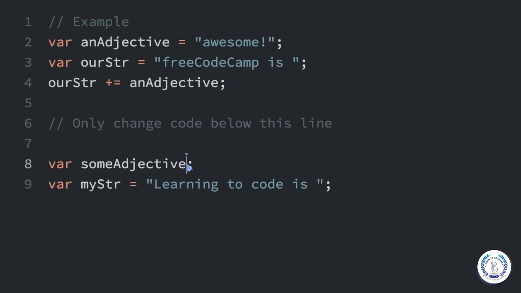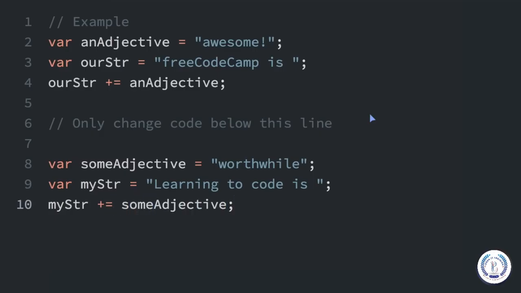So let me show you another example. We're going to say some adjective equals worthwhile. And now I'm going to use the plus equal. So my str plus equals, and then I can put some adjective. So now after we do the my string plus equals some adjective, my string is going to say learning to code is worthwhile.